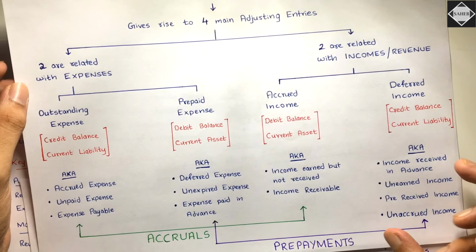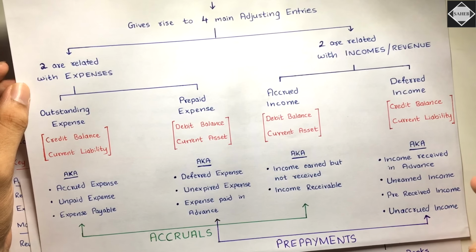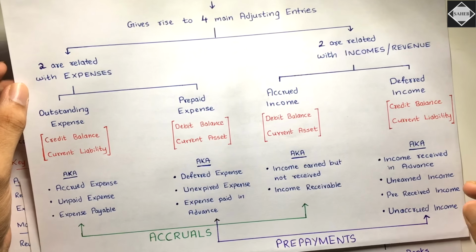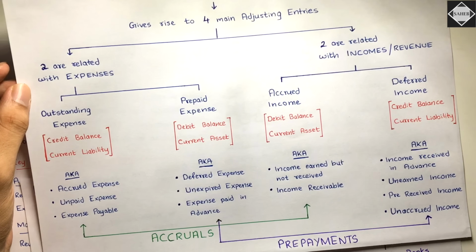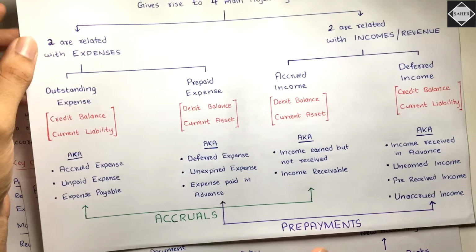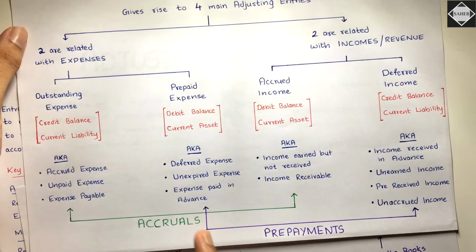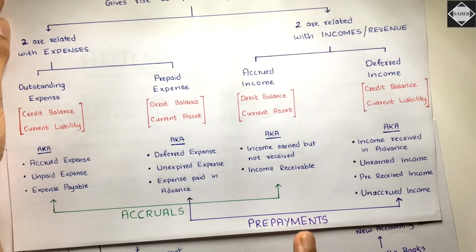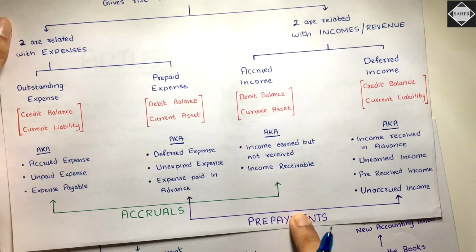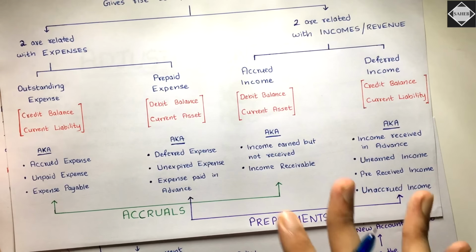Okay, or prepaid income, also some people call this. How can income be prepaid? But you have a term like that in some books. Now accruals and prepayments means, see here, outstanding expense and accrued income are called accruals. And prepaid expense and deferred income are called prepayments or deferrals. So this is the entire overview.